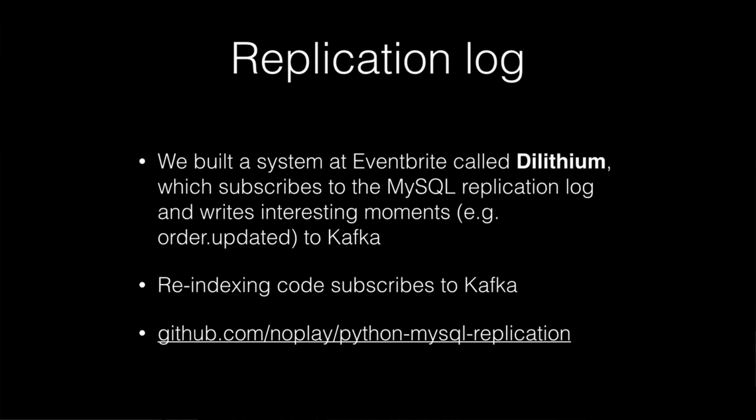And so we built a system called Dilithium. And what Dilithium does is it subscribes to the MySQL replication log, listens to changes to various important tables, and whenever it sees one of those changes, it translates them into an interesting moment, like order 57 has been updated, or venue 36 has been edited, or event 59 has been added. And those interesting moments are then written into Kafka, which I won't talk about too much today, but it's a very, very robust high-performance queue for exactly this kind of use case.